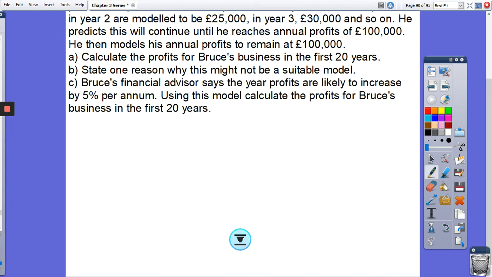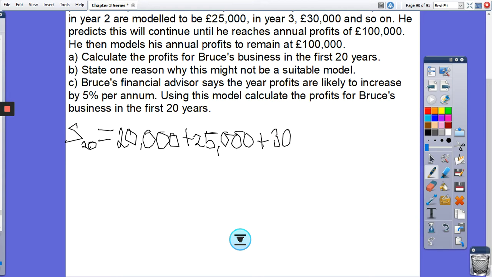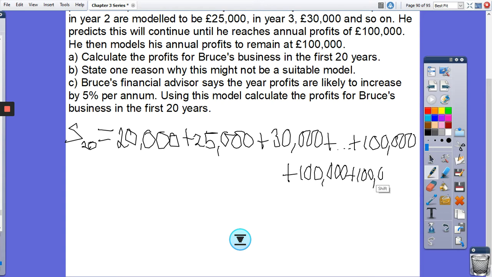£100,000. So if we look at it like this, we're looking at the sum of the first 20 terms, then you've got 20,000 plus 25,000 plus 30,000, and you keep going until you get to 100,000, and then we keep on adding on 100,000 until we get to 20 terms.